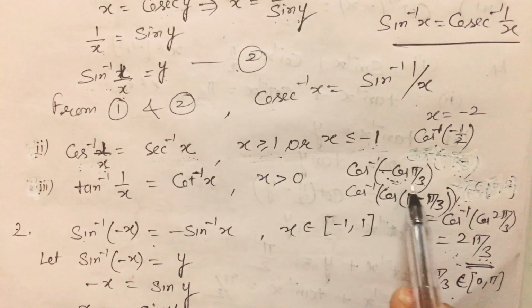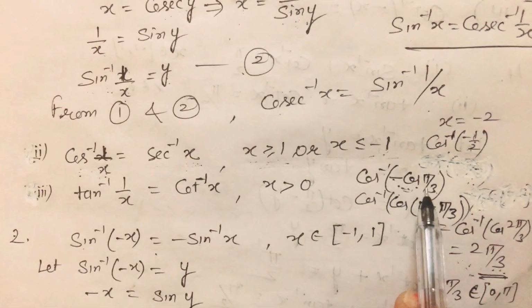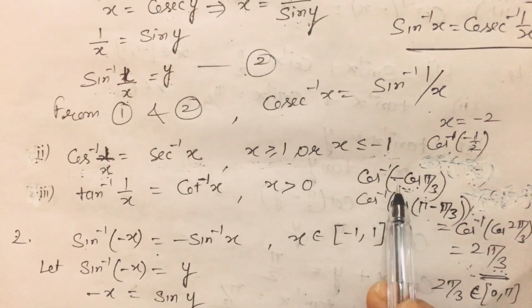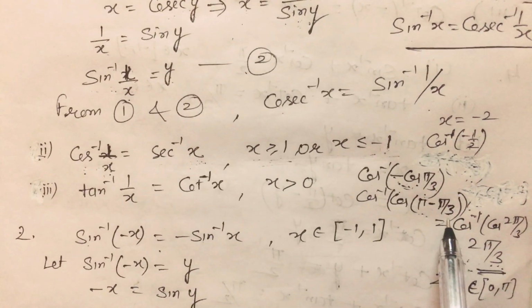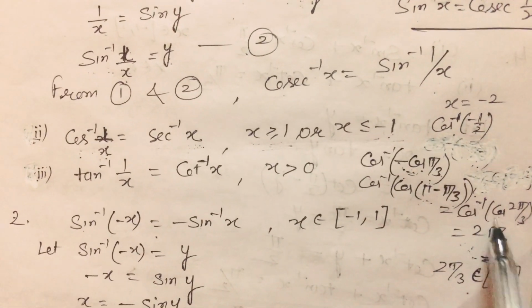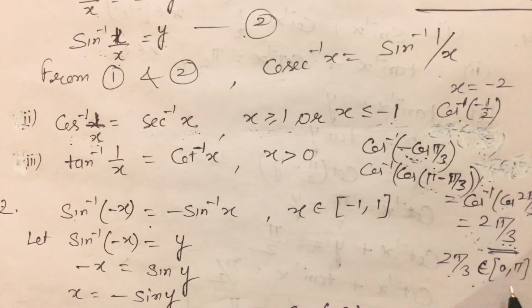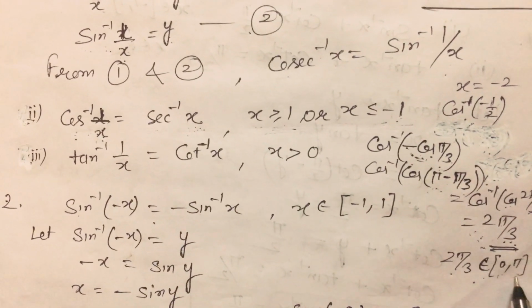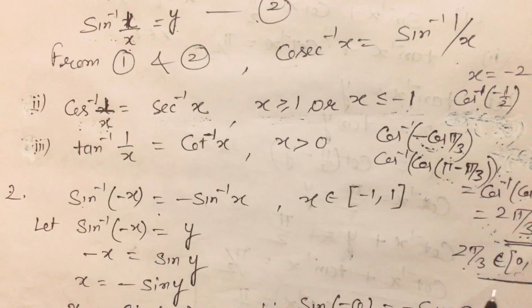We cannot write cos of minus theta is equal to minus cos theta. So we will take the second quadrant, because cos is negative in the second quadrant. So cos of pi minus pi by 3 will be cos 2 pi by 3. So cos inverse cancels with cos, and that will be 2 pi by 3. So 2 pi by 3 lies from 0 to pi, which means it is in range.